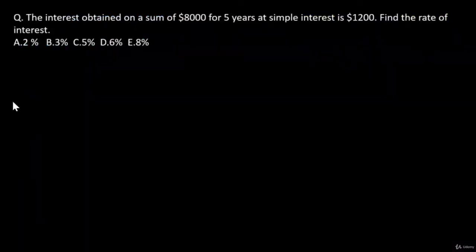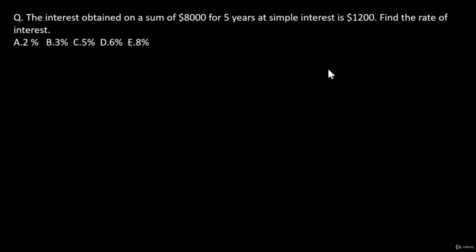Hi students, in this video, let's apply what we've learned and solve a problem. So over here we have a question. Let's read it together. The interest obtained on a sum of $8,000 for 5 years at simple interest is $1,200. Find the rate of interest. Now pause the video and go ahead and solve it on your own, and then we'll solve it together. All right, we are back.